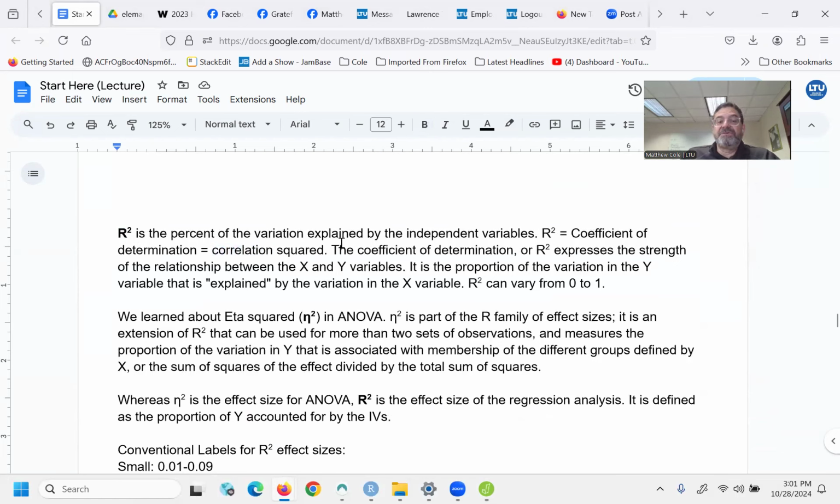So what is R squared? It expresses the strength of the relationship between the X and Y variables. It is the proportion of the variation in the Y variable that is explained by the variation in the X variable. R squared exists from 0 to 1. It's not negative, right? If you have a negative correlation and you square it, it becomes a positive number. So that's why when you take R and square it, we get from 0 to 1.